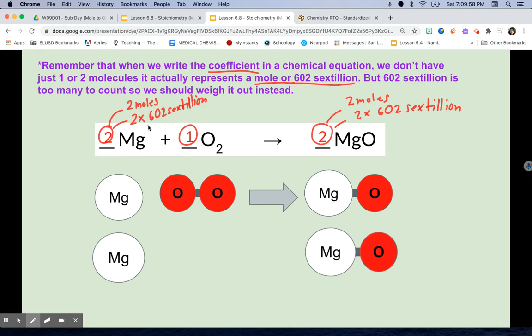So we're going to take a lesson from bakers and baking, and we're going to weigh this stuff out. So instead of counting out these numbers, we're going to weigh this stuff out. And in order to weigh this stuff out, we need to understand why we get this number 602 specifically and not any other number.